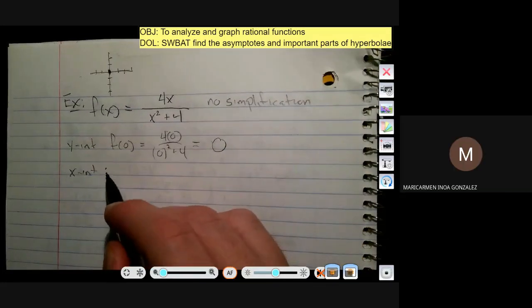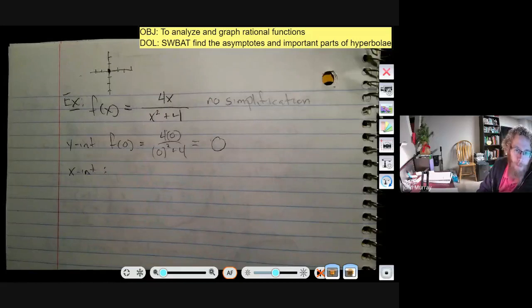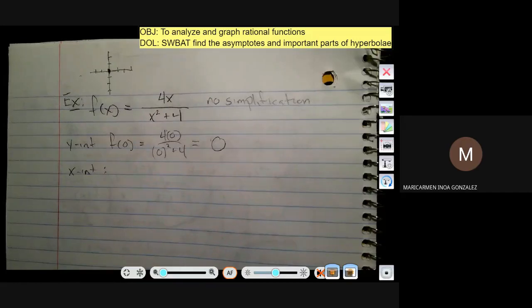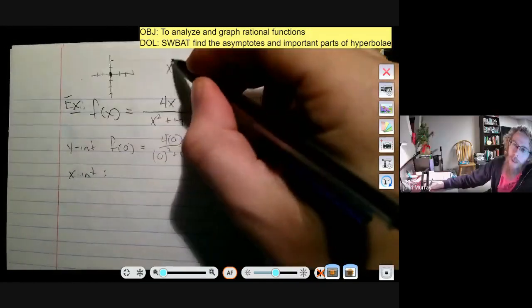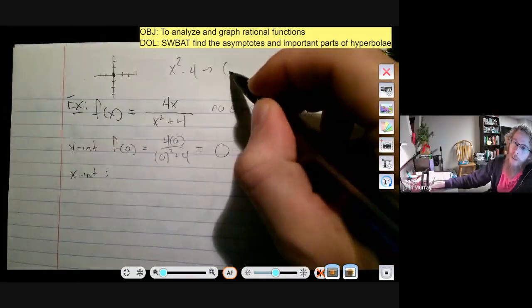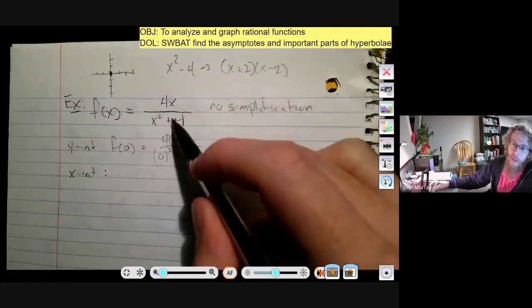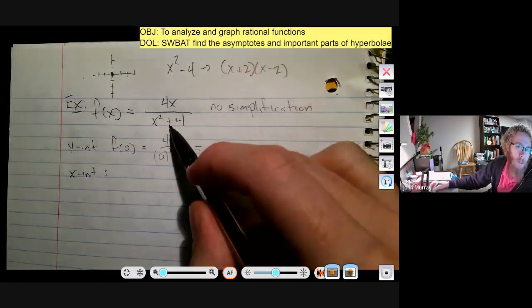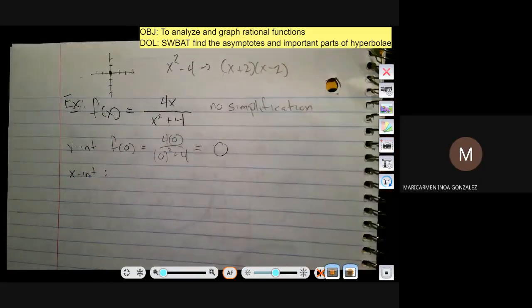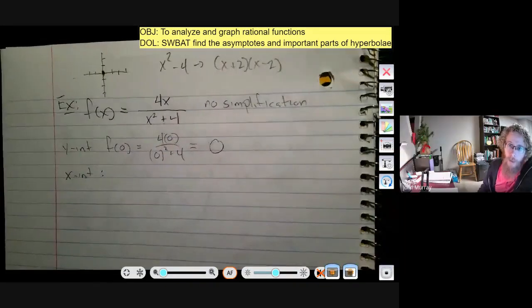I have a question. What's up? What do you mean no simplification? We can simplify the bottom part. If it was x squared minus 4, then that becomes x plus 2, x minus 2. But because it's x squared plus 4, we can't do that. Okay, but good question.